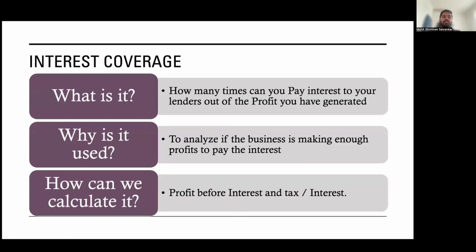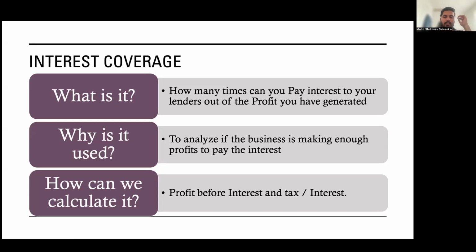Next is interest coverage. We have the word coverage here. As I said, when we look at the word cover or coverage, we will imagine it like this. Interest coverage: how much is the profit and what is the interest that you have to pay? If you use this profit to pay the interest, how many times can you pay the interest? That's the answer you get when you find the interest coverage.